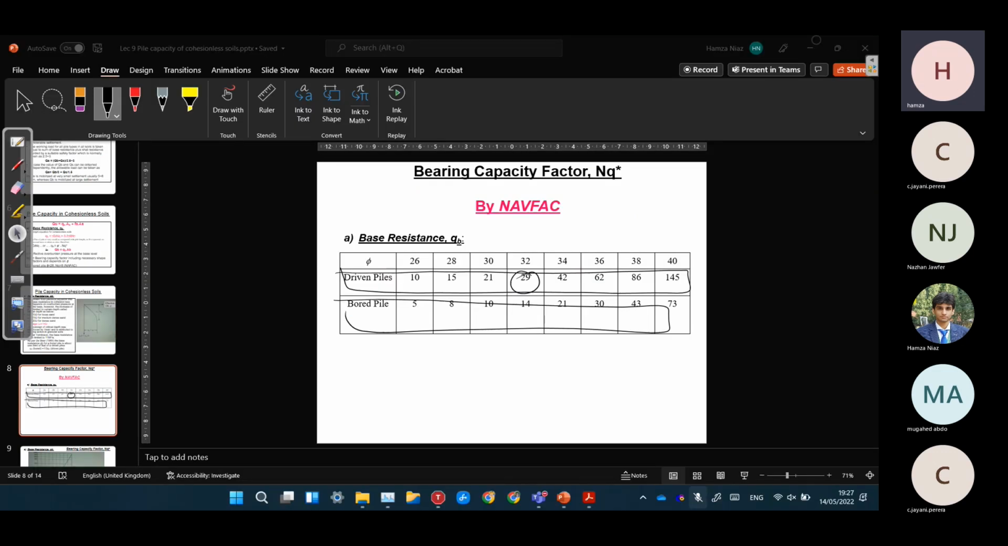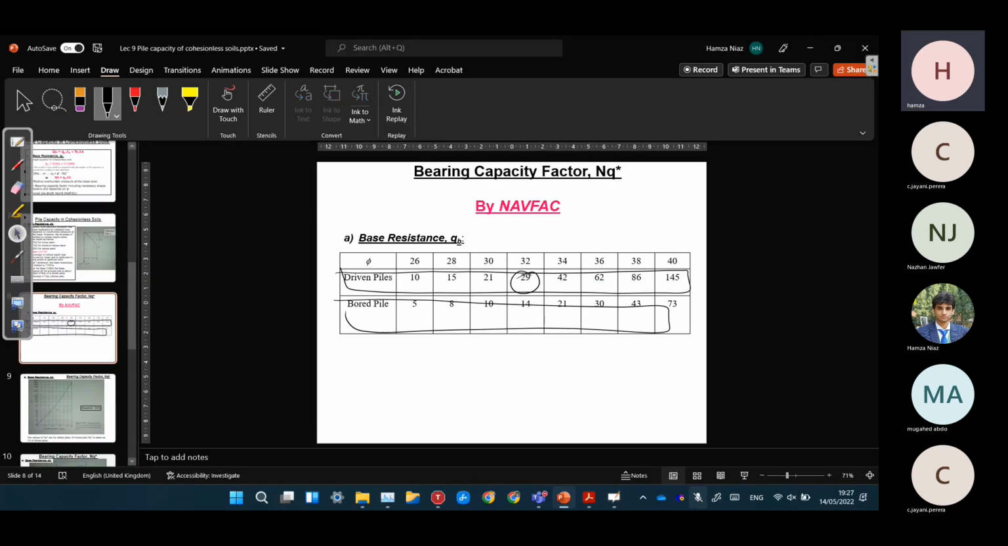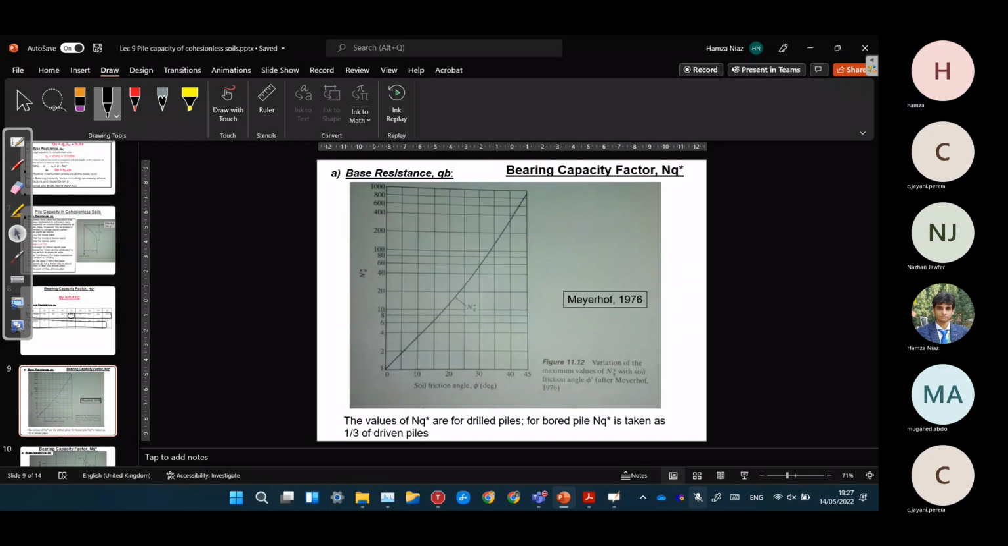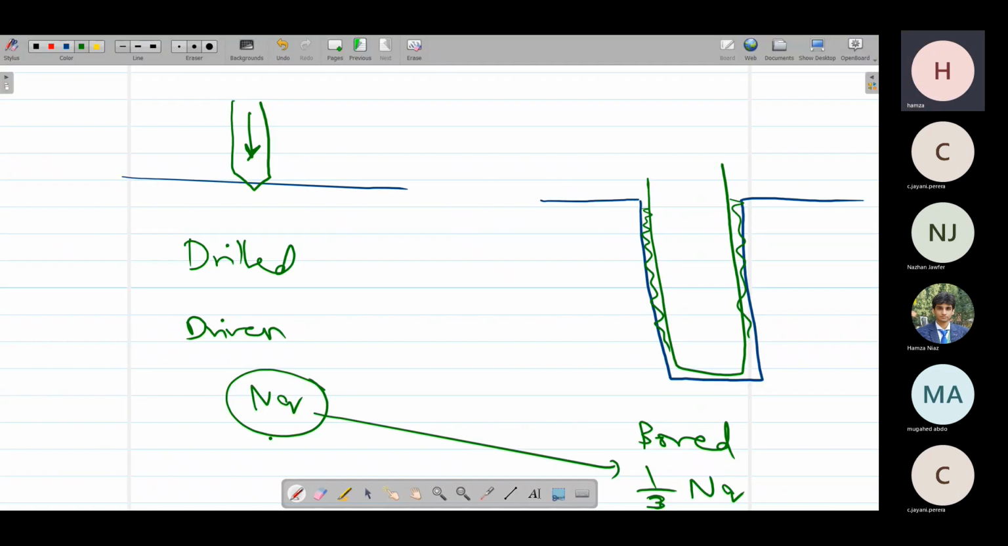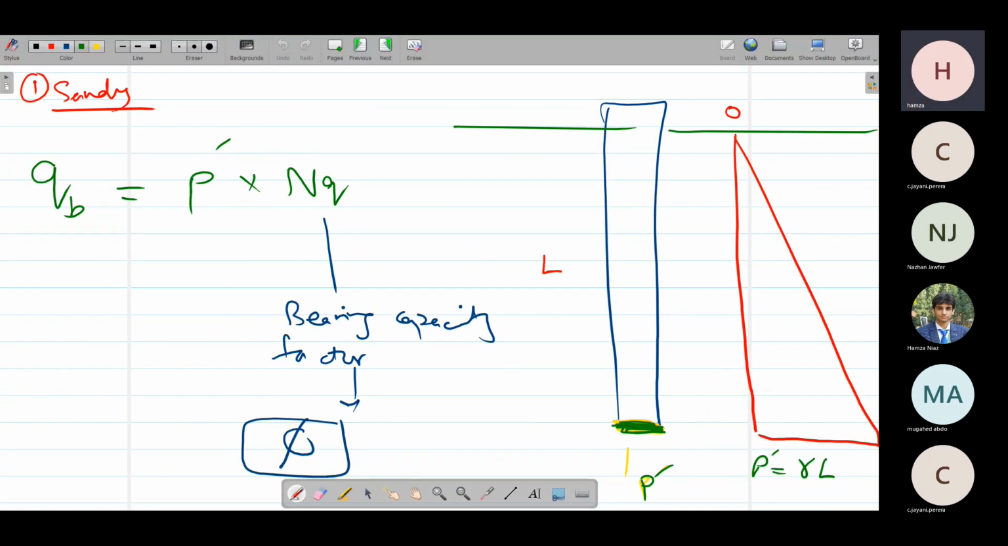So here they have written the value for bored, but if we move to this graph, they are saying that the values of NQ are for drilled piles. For bored piles, it is taken as 1/3 of the drilled pile. So any issue in this? We'll simply take the value of NQ from the graph or table, take P dash as the pressure at the tip of the pile and multiply, and we'll get this QB value. Any problem in this?